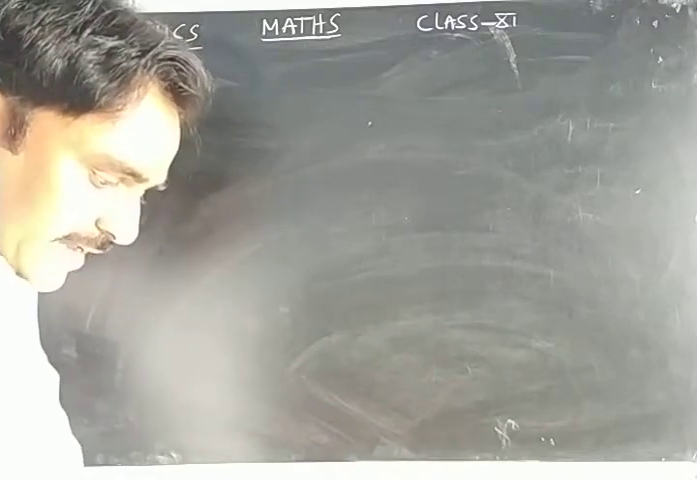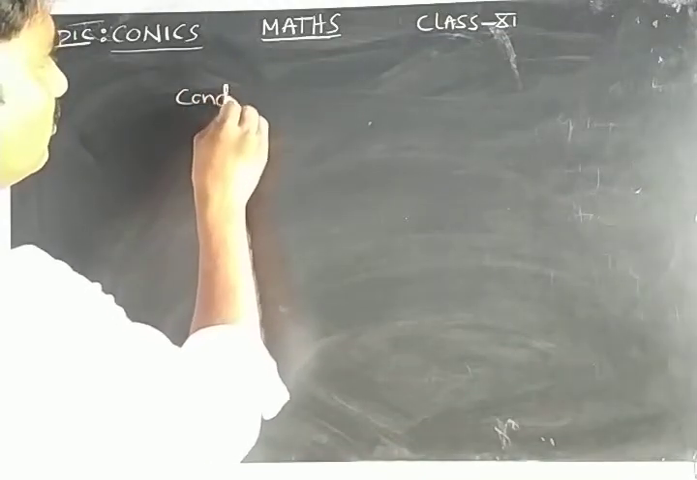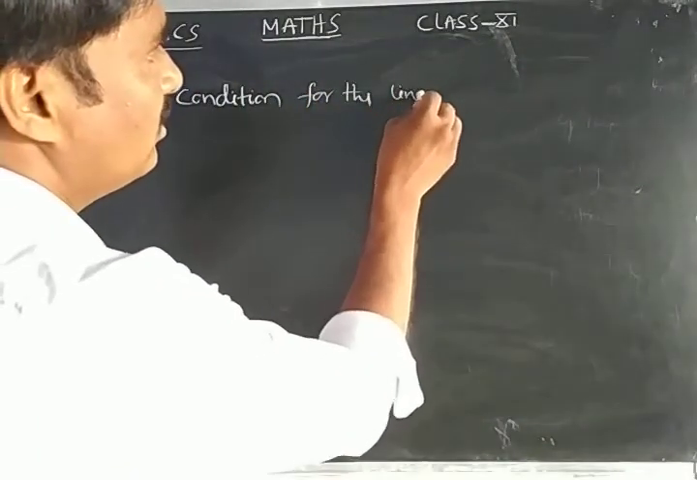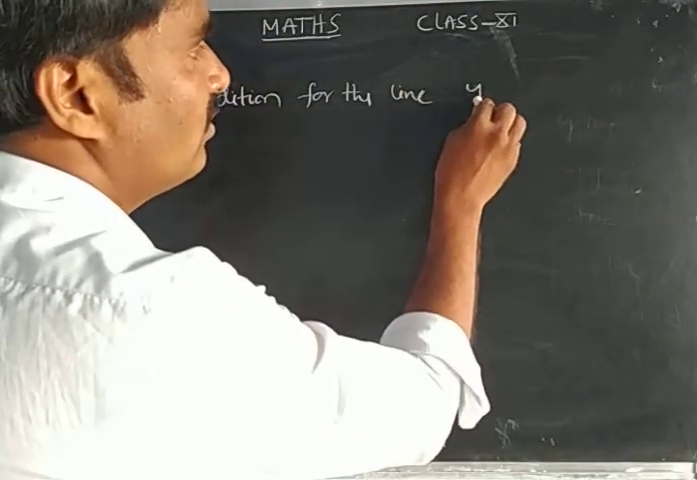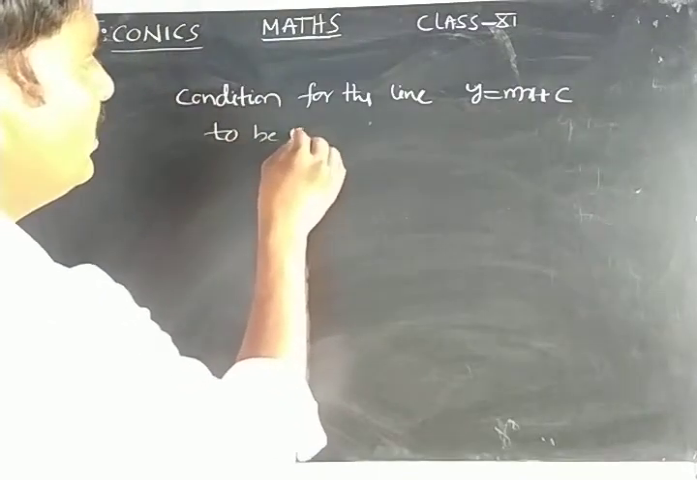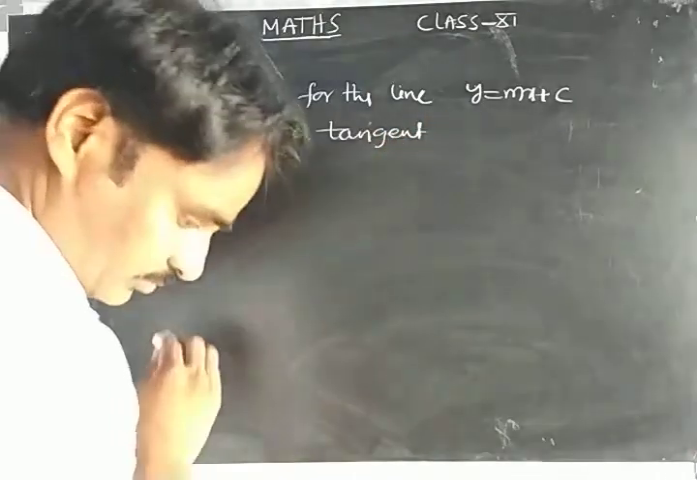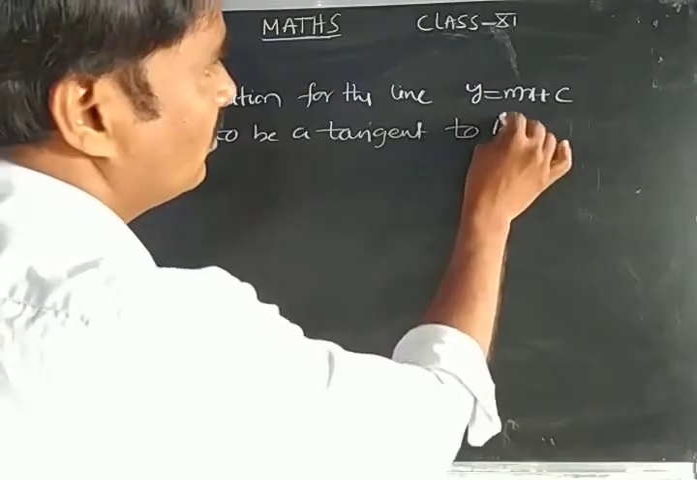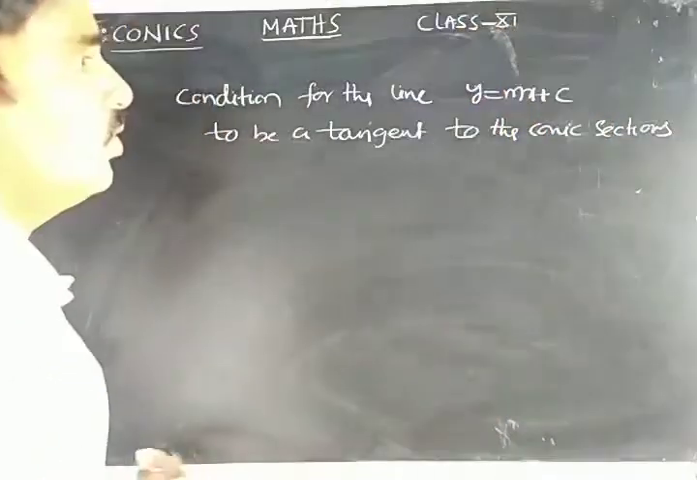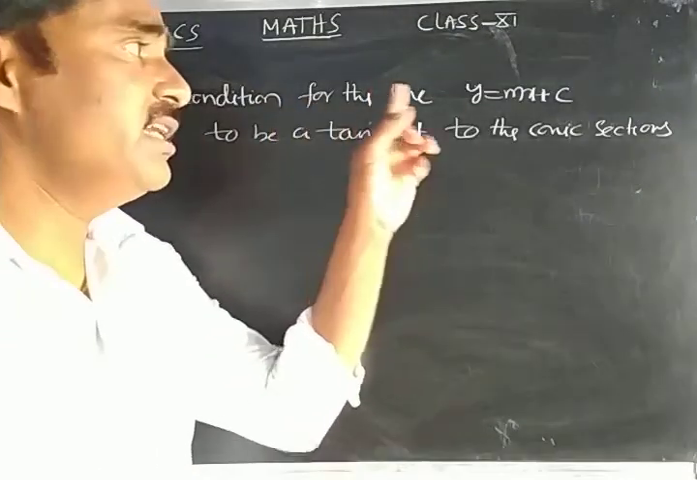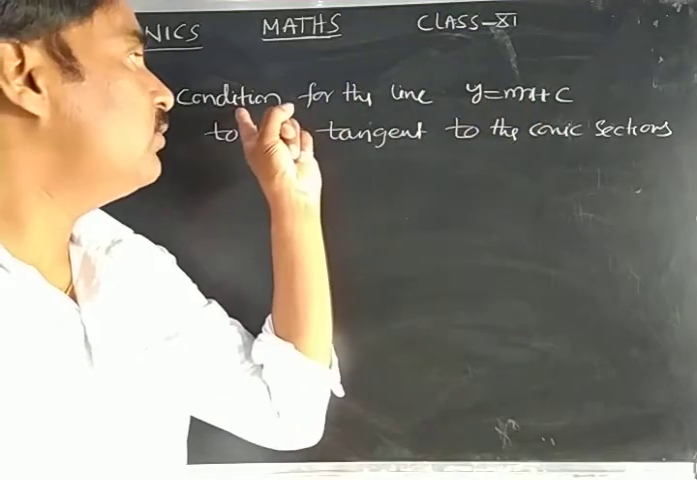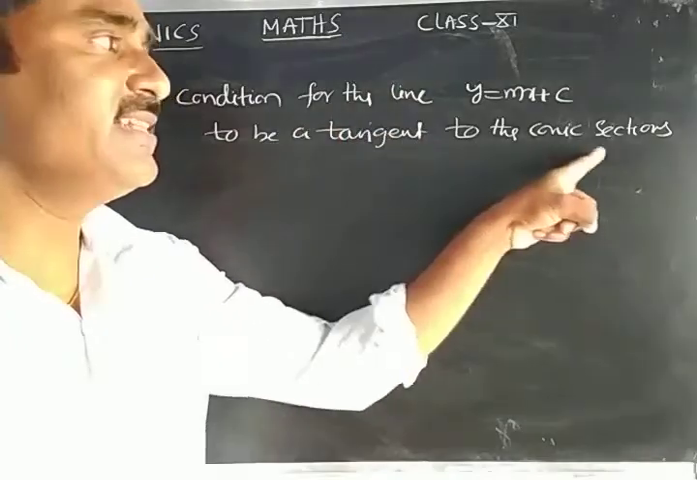Now today we are going to derive the conditions for tangency. The tangential condition for the line y equal to mx plus c to be a tangent to the conic sections. What I'm going to derive is the condition for the line y equal to mx plus c. This is a straight line equation in slope intercept form. So we are going to derive the condition for the straight line y equal to mx plus c to be a tangent to the conic sections.